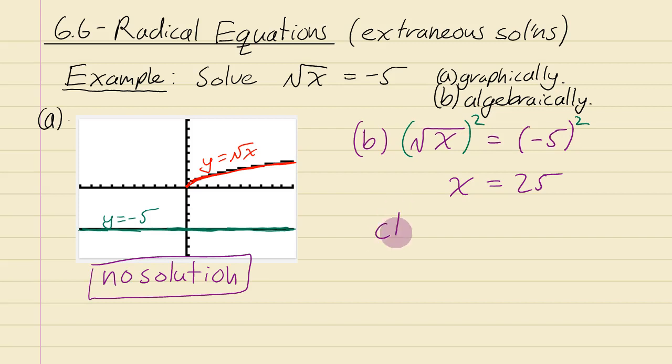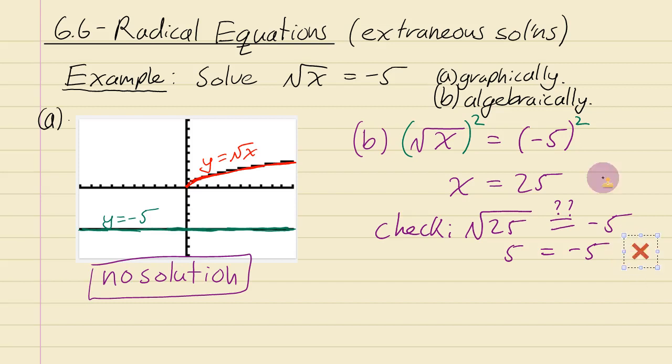But then, of course, when you check it, you know what's going to happen. You're going to get the square root of 25. You want to see if that is equal to -5, and it's not, because the result of a square root is always positive, and you get +5 equals -5, which is not true. So that means that's not actually a solution.